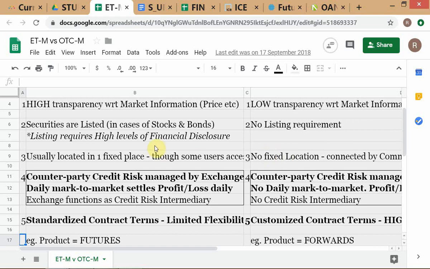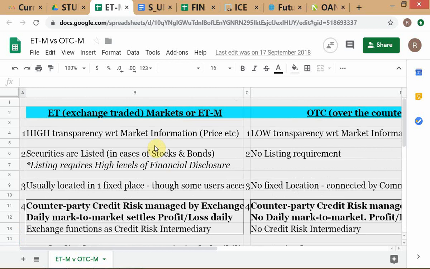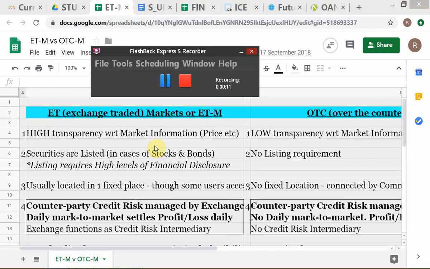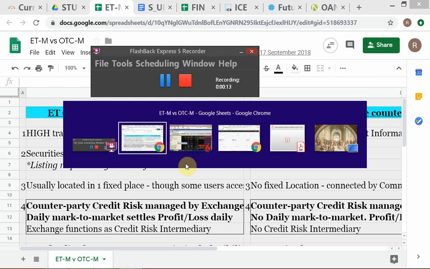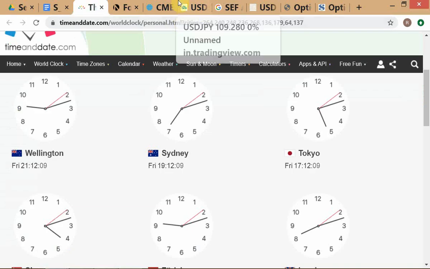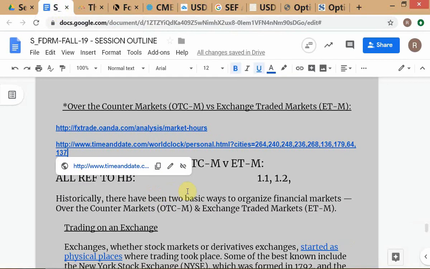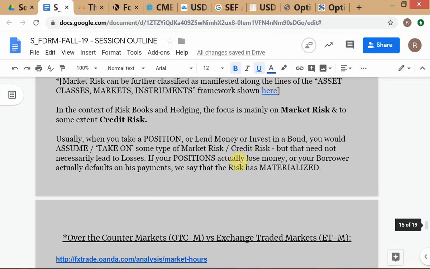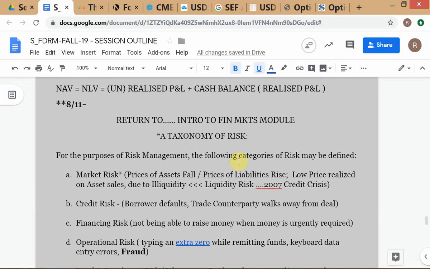Okay, so let's go to our new topic. Before we go to exchange traded markets versus OTC markets, I have to discuss another topic that precedes it, because we'll be discussing that topic in this one. So let's look at your notes. Everything is pasted into your notes already. This is the topic that we need to cover.